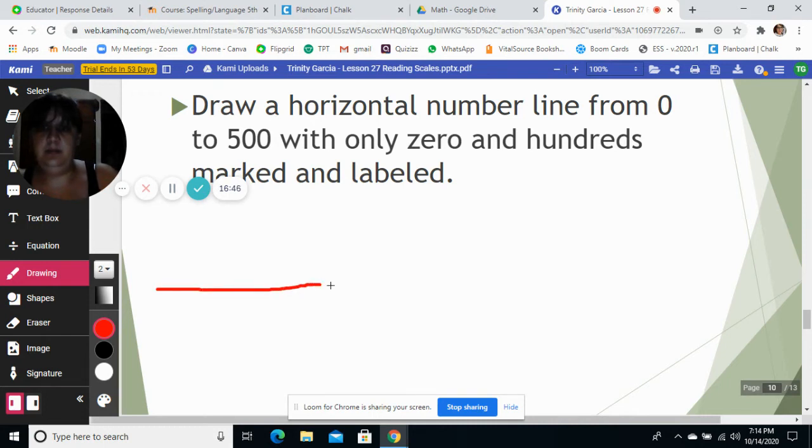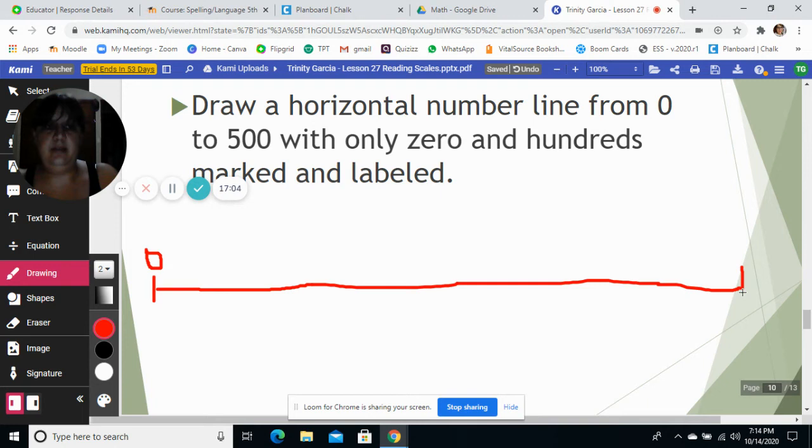We're going to draw, my line's not super straight, sorry guys, but there's my number line, okay? And we want to have a starting point, which is 0, right? Because that's what it tells us in the directions. And we want to have an ending point of what? 500. Okay, so we know we have these two numbers on our number line, but we need to also include hundreds and nothing else, no other numbers. Okay, so what could we do?